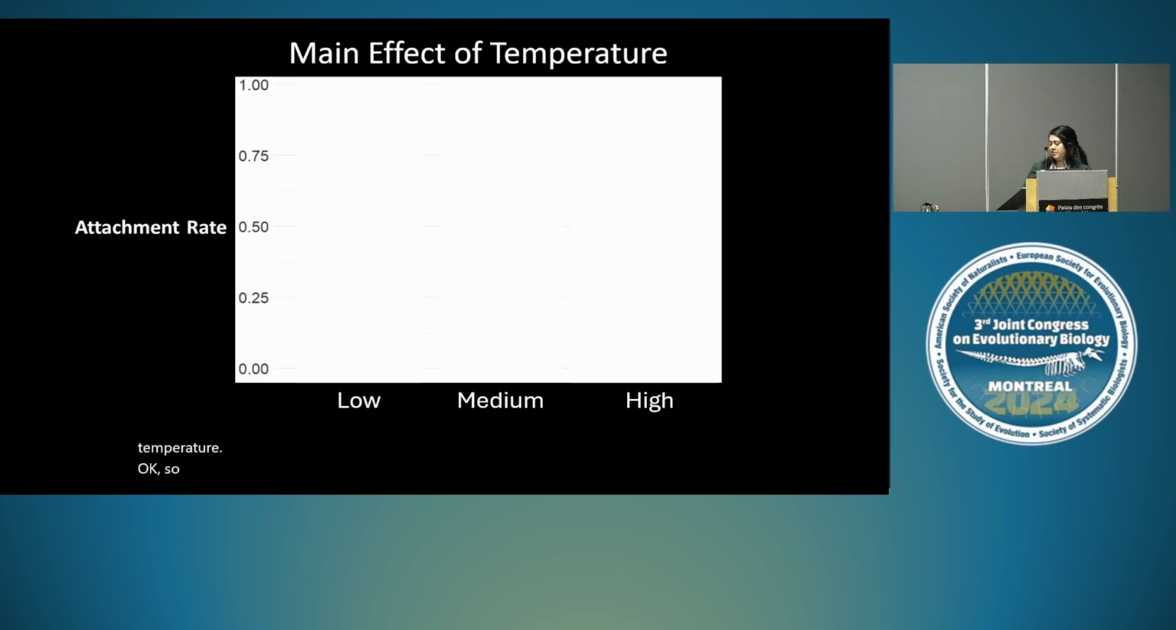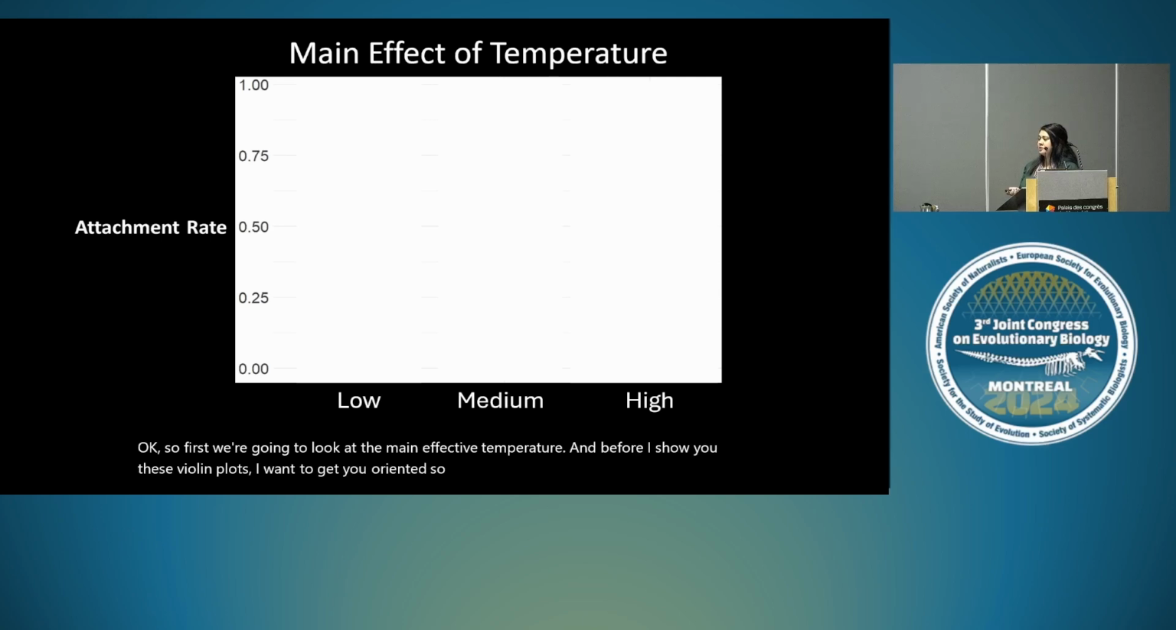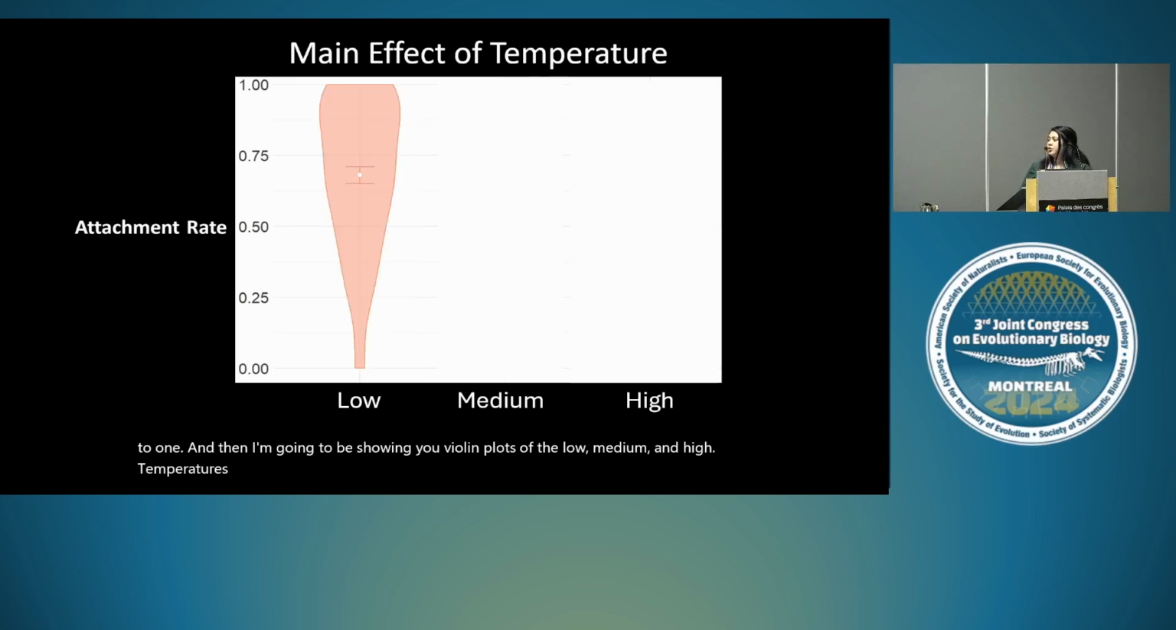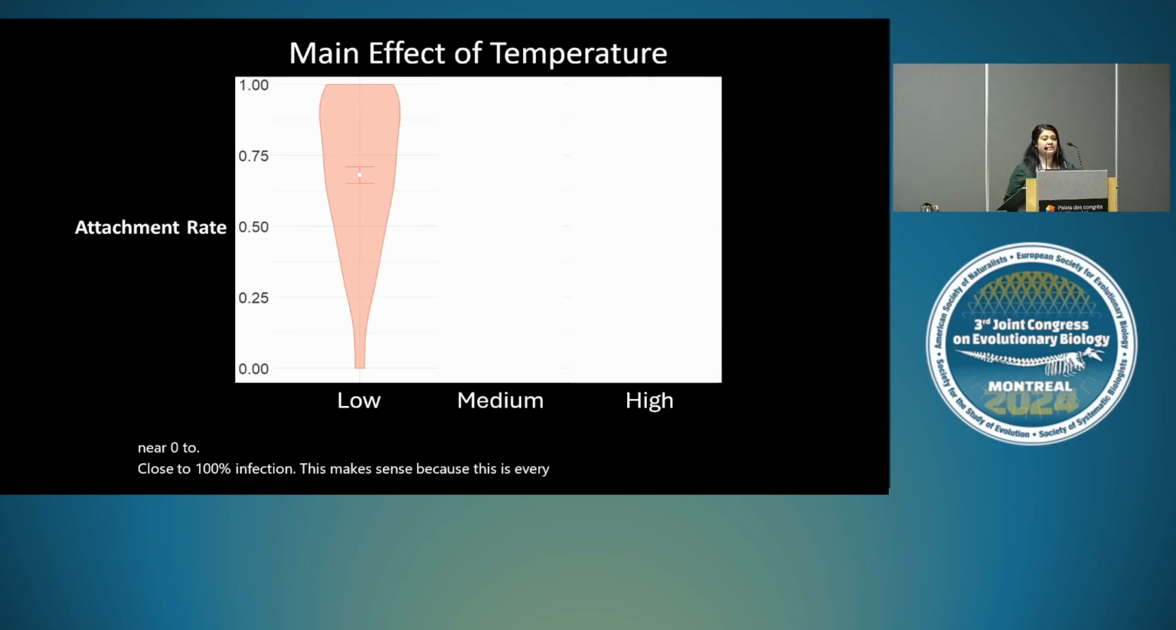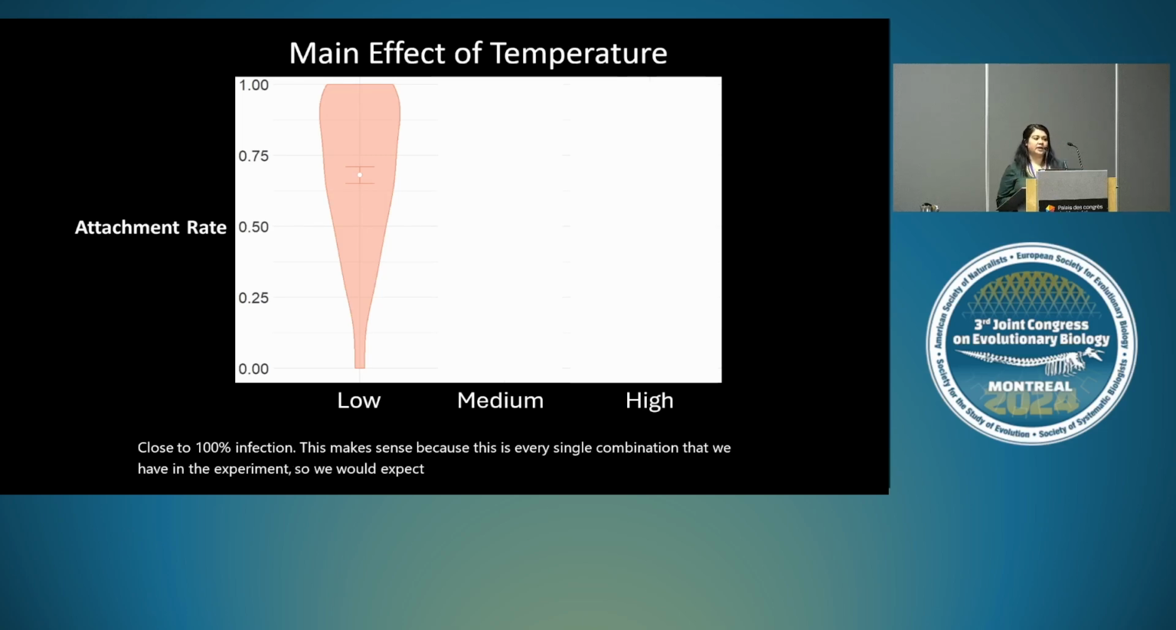Okay, so first we're going to look at the main effect of temperature, and before I show you these violin plots, I want to get you oriented. So we have attachment rate on the Y from 0 to 1, and then I'm going to be showing you violin plots of the low, medium, and high temperatures. So for low, you can see there's a ton of variation from very, very little, I mean near 0, to close to 100% infection. This makes sense because this is every single combination that we have in the experiment, so we would expect to see a lot of variation.